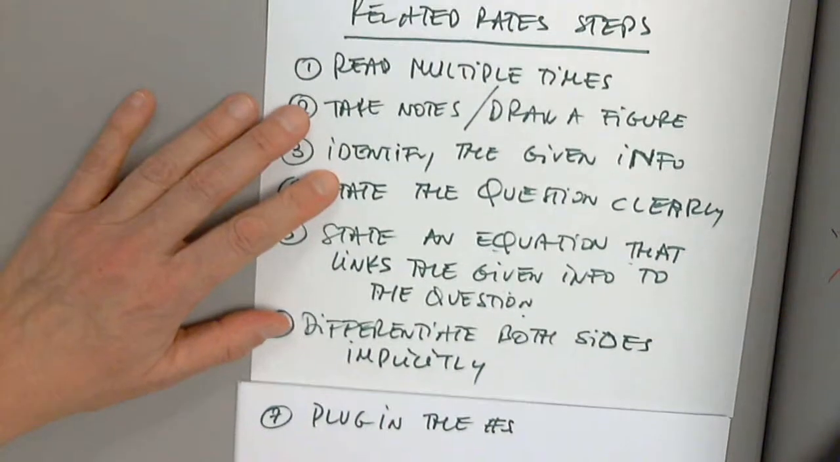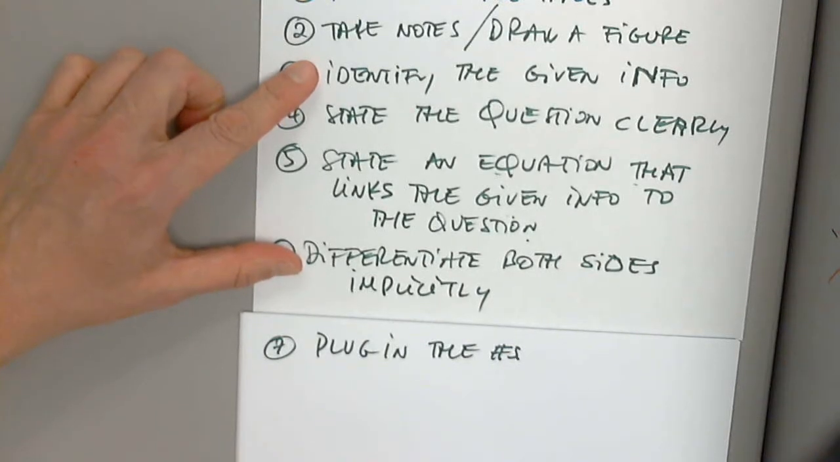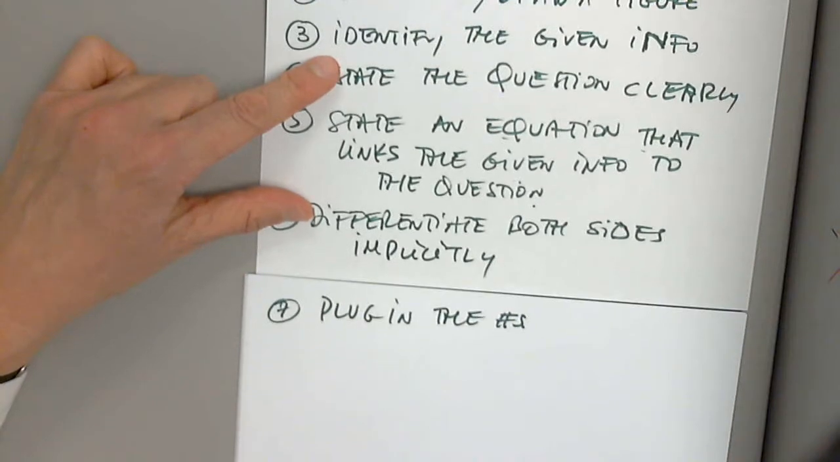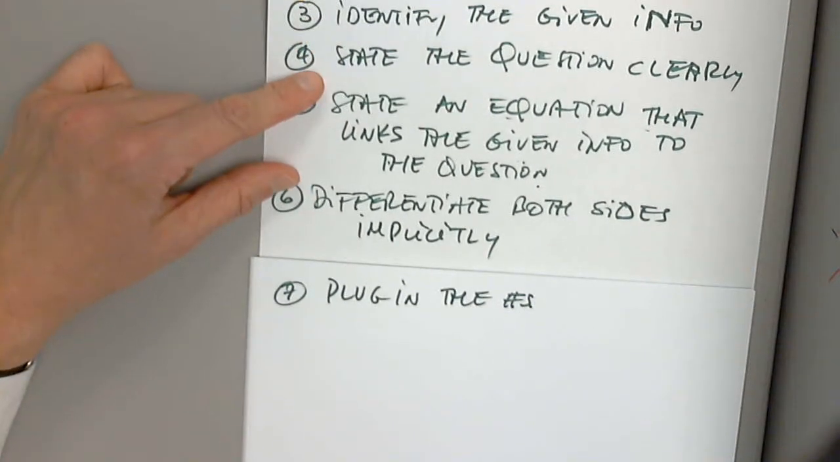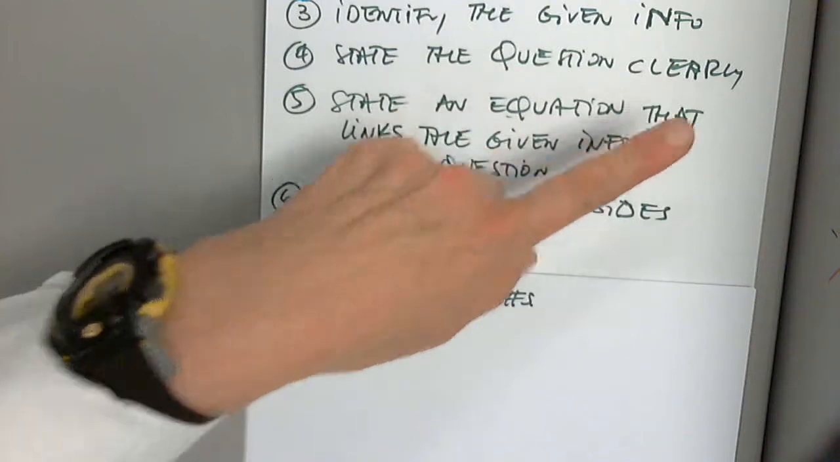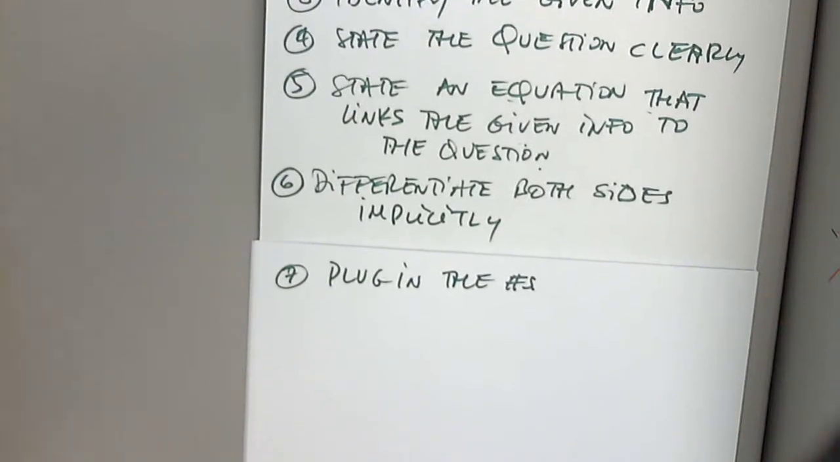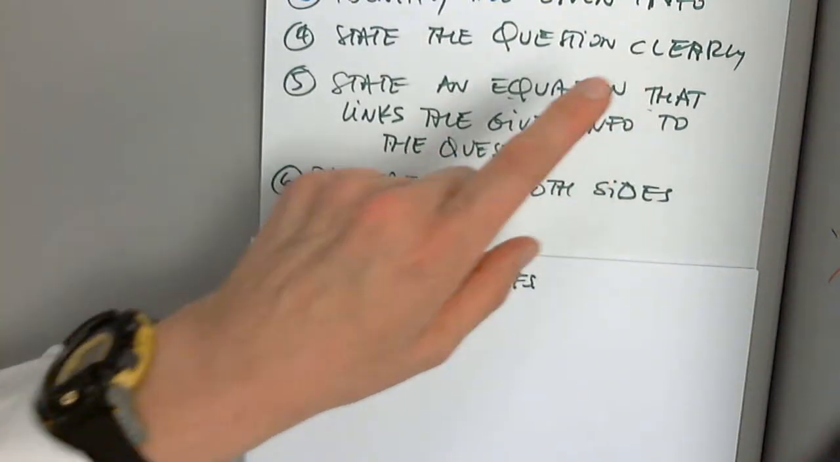So read the problem multiple times. Take notes, and basically, if you need to, draw a figure like we did. Identify the given information. Identify the variables. Identify what is given to us. Number 4, state the question. Identify what we are asked to determine. State the question clearly. If we determine a rate of change of a distance with respect to time, or volume with respect to time, or area with respect to time, that will be our question.